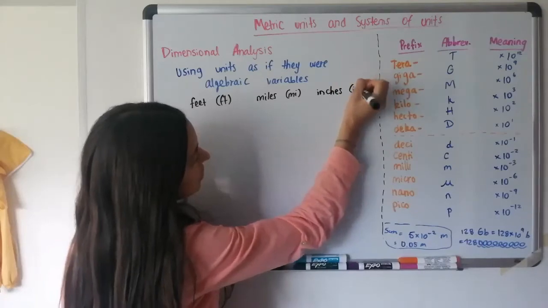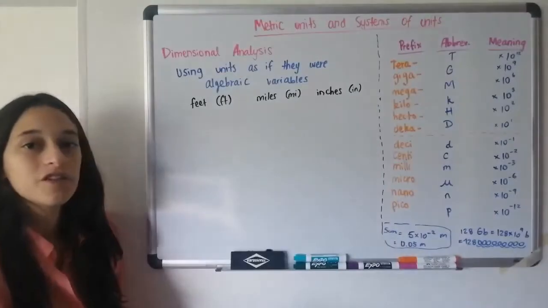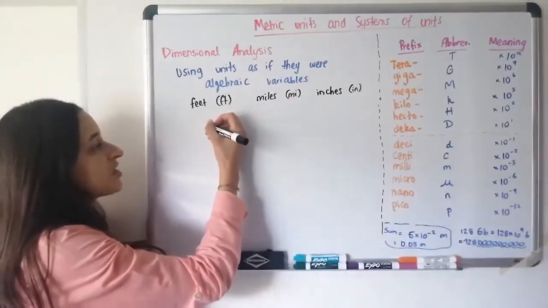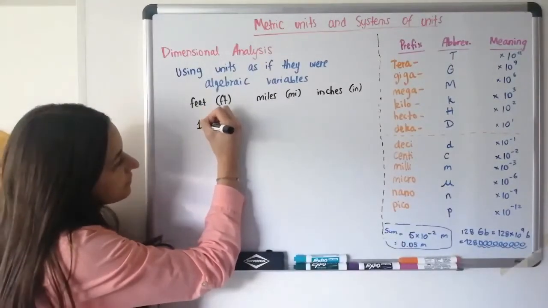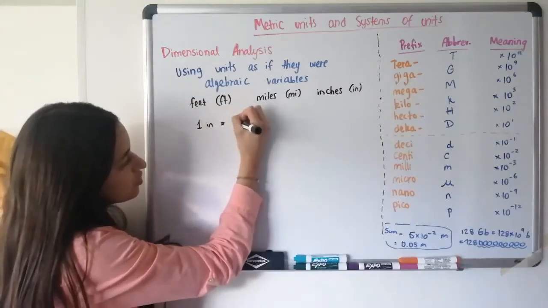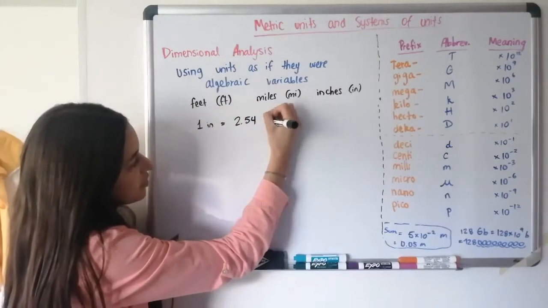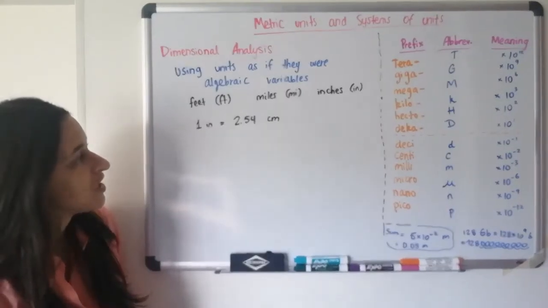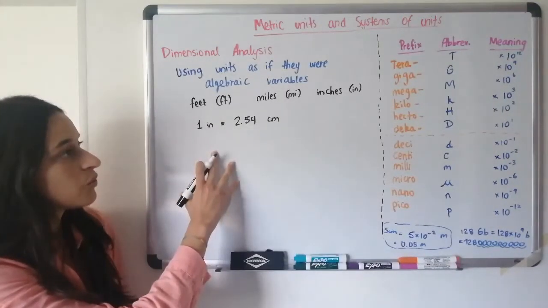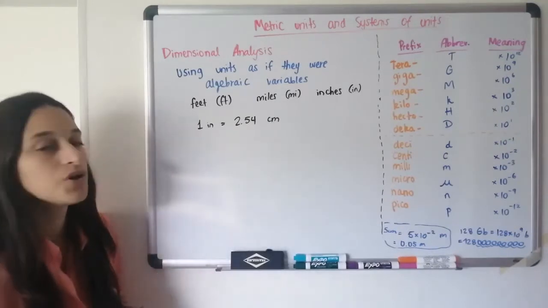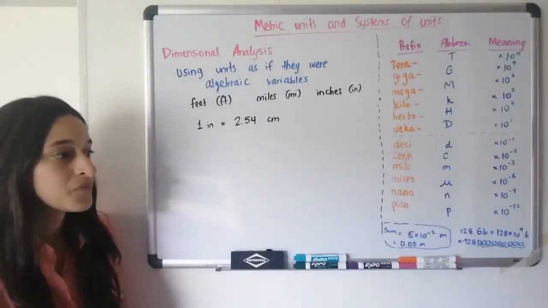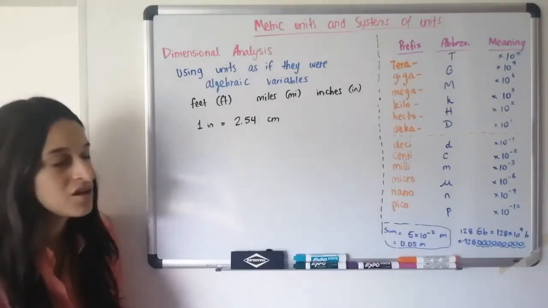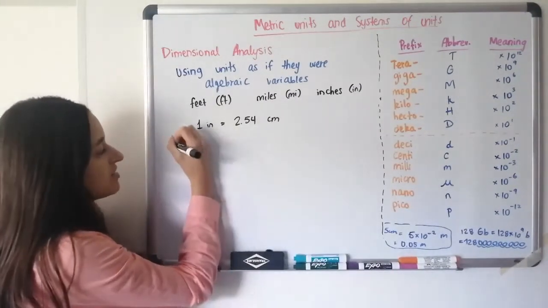Inches. So I'm going to give you these conversion factors. You don't need to know them. But for example, 1 inch is equal to 2.54 centimeters, right? So what if I wanted to know how many centimeters there are in 5 inches?